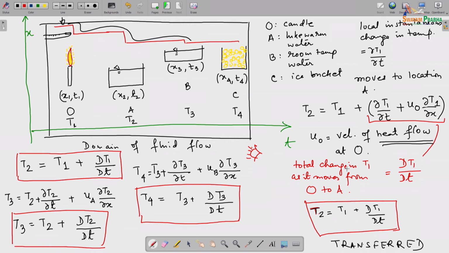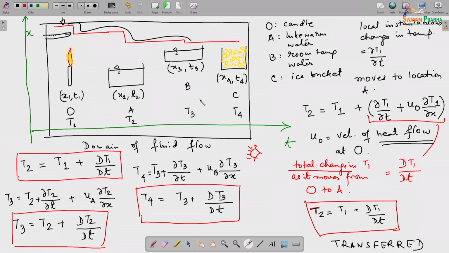So, when I write this, this is the total change in the temperature as I am moving within the domain, right. The change is happening because heat is getting transferred. It is just getting a little readjusted between the locations. Okay. So, that is the Eulerian approach.